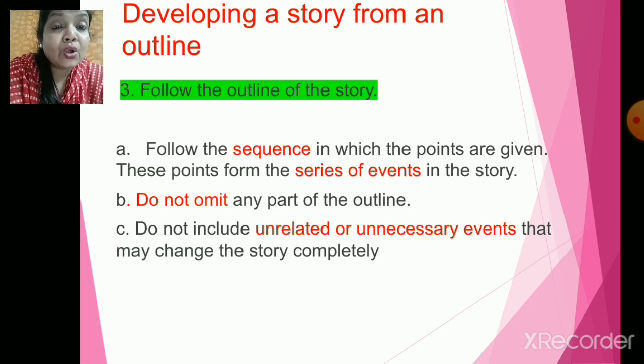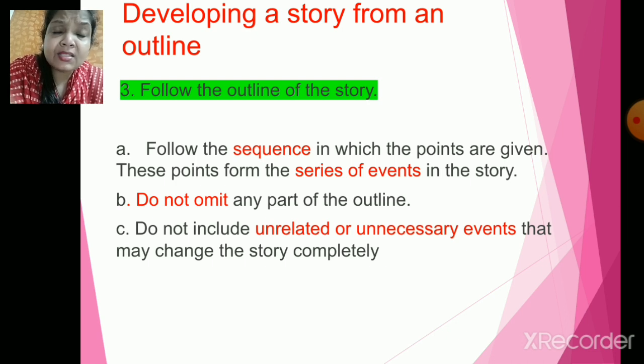So make sure you don't skip any of the sequence, children. The reason is if you skip the sequence, your story may not be formed properly. So make sure that the sequence of the story is correctly formed. The next one is do not omit any part of the outline.